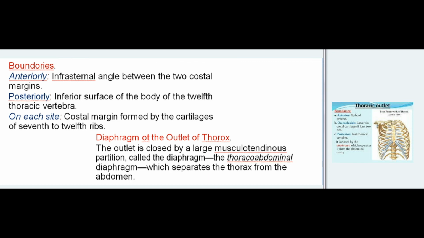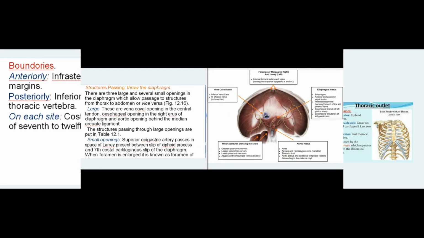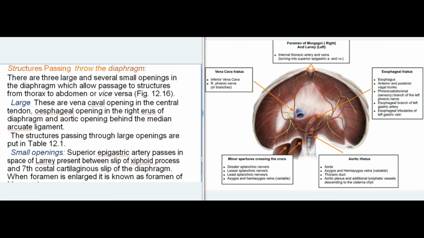Diaphragm of the outlet of thorax. The outlet is closed by a large musculotendinous partition, called the diaphragm, the thoraco-abdominal diaphragm, which separates the thorax from the abdomen. Structures passing through the diaphragm. There are 3 large and several small openings in the diaphragm which allow passage to structures from thorax to abdomen or vice versa, Fig 12.16.